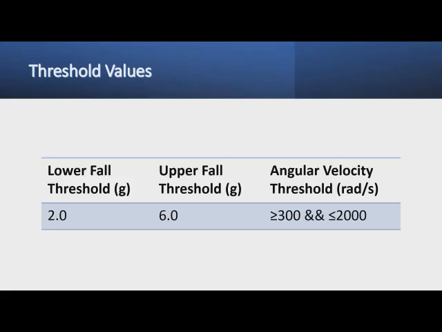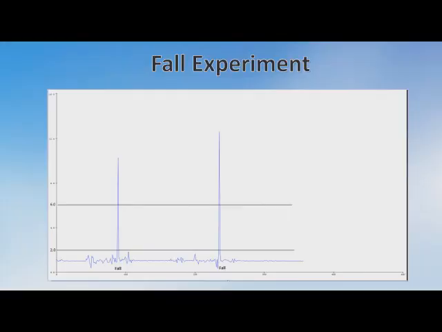Hence, the lower fall threshold and upper fall threshold are set as 2G and 6G respectively, while the angular velocity threshold is set between 300 and 2000 radians per second. The falls simulated are considered as heavy falls. From the fall experiment, the acceleration magnitude during a fall greatly exceeds the UFT with values of 10G and 13G. The UFT is set lower in order to detect light falls.